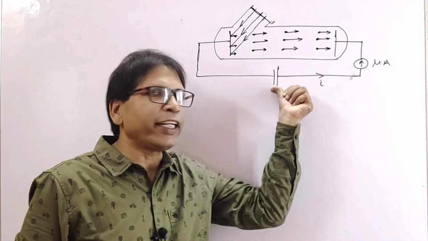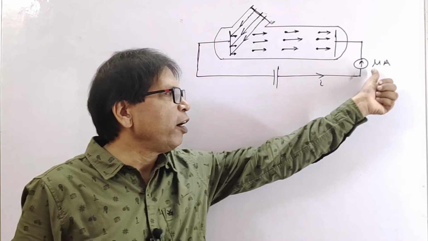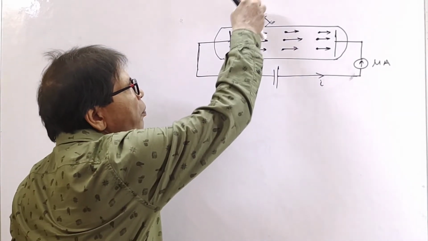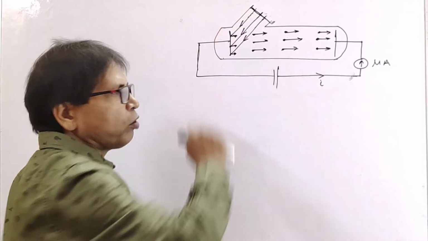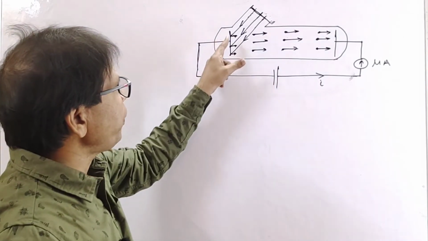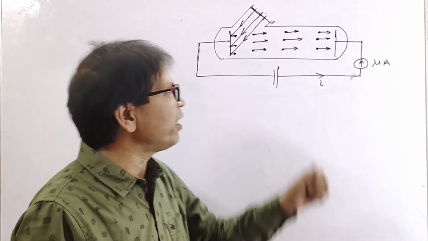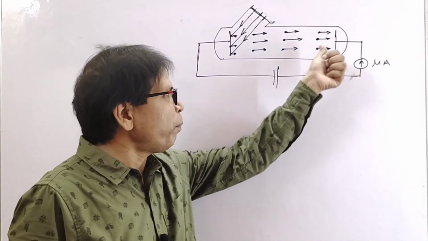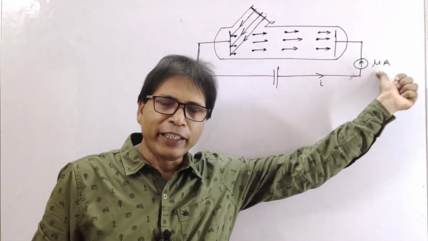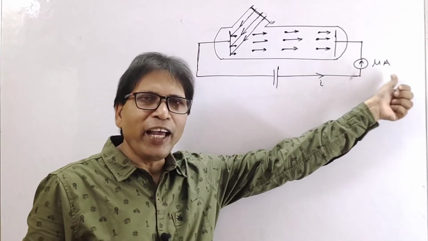Look at this. This is connected to the positive terminal and this is the negative terminal, and this is a micro emitter. A radiation of suitable frequency is incident on the cathode. Due to incidence of radiation, emission of electrons takes place. These emitted electrons are attracted by the anode. So a photoelectric current passes through it. This current is measured by a microammeter, mu A.